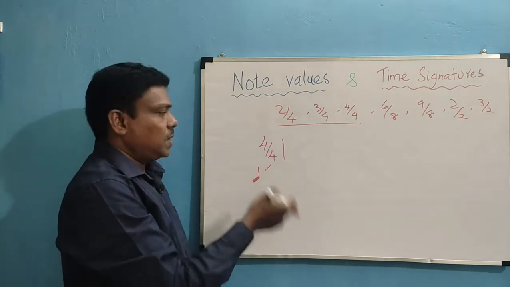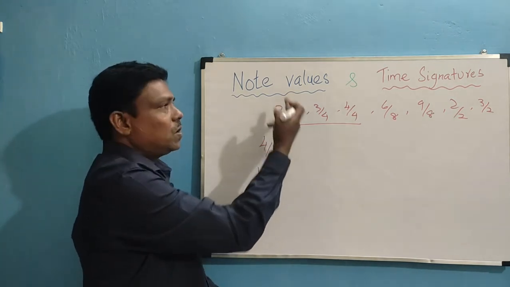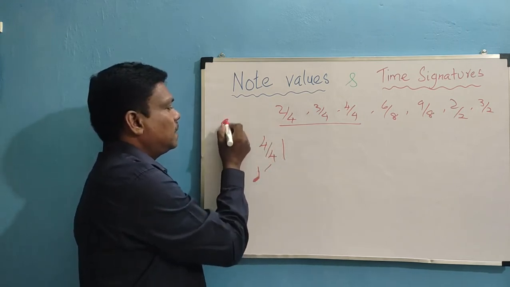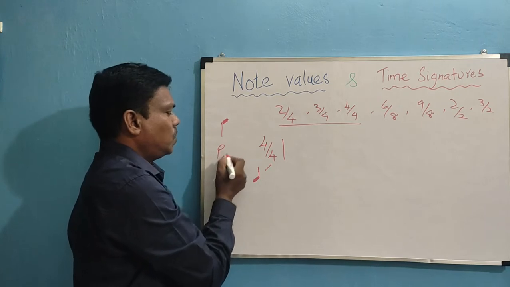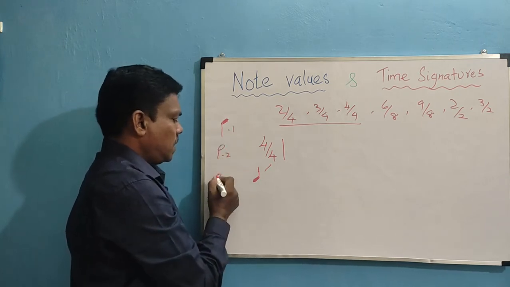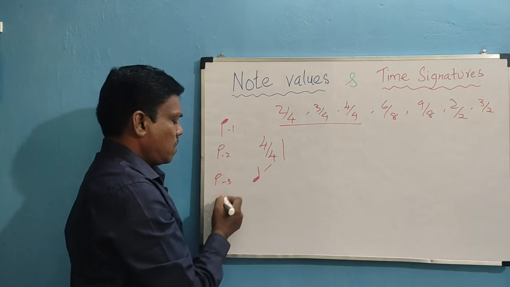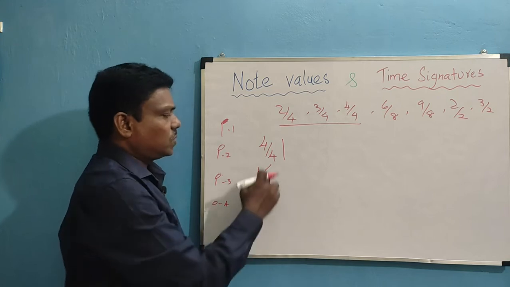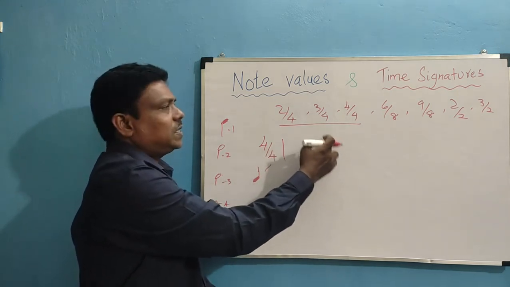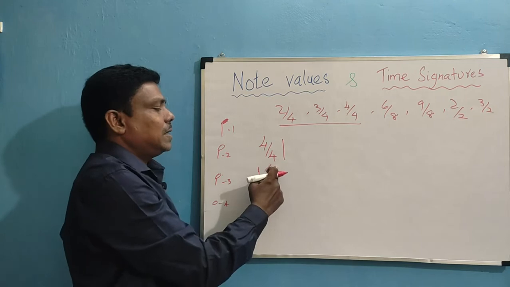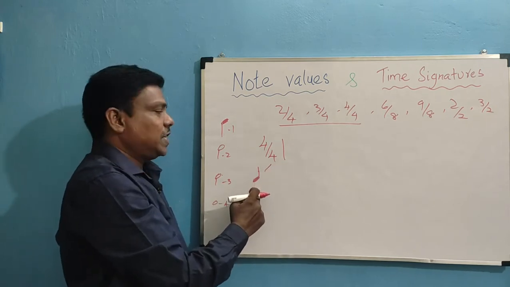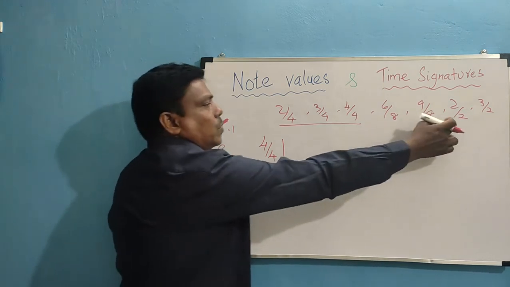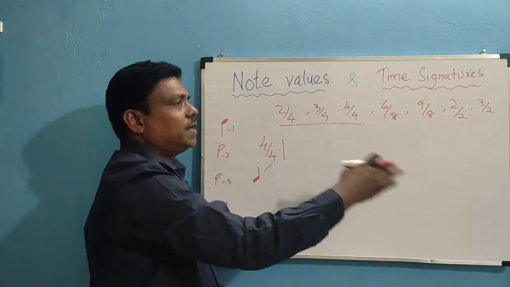In the previous session we studied note values. So you know the note values: crotchet 1 count, minim 2 counts, dotted minim 3 counts, semibreve 4 counts, and we learnt about quaver also, half count. So here, according to this time signature, the bottom number is 4, which means the type of beat is a crotchet beat. Bottom number shows the type of beat. Here 8 and 2 are there. 8 means quaver, 2 means minims, and so on.